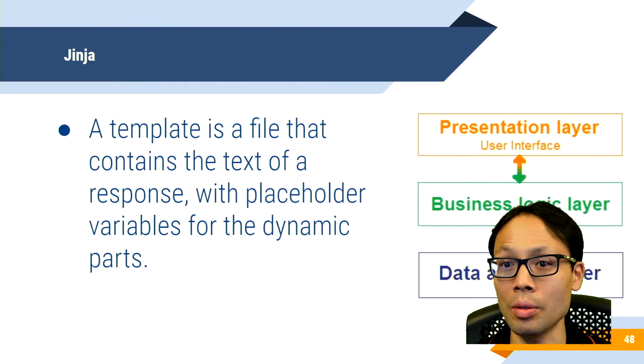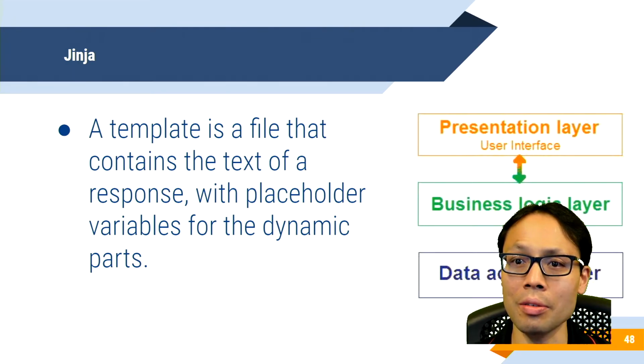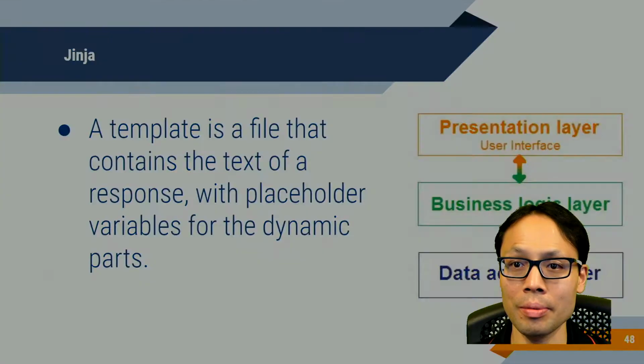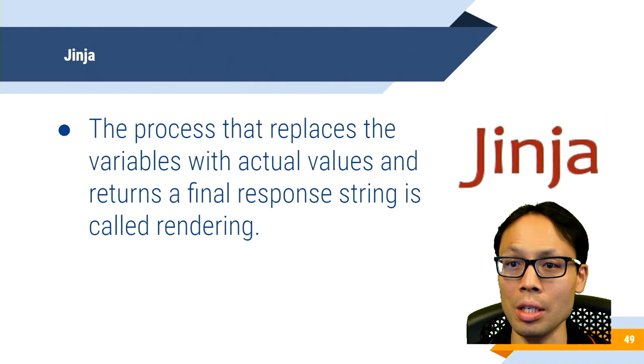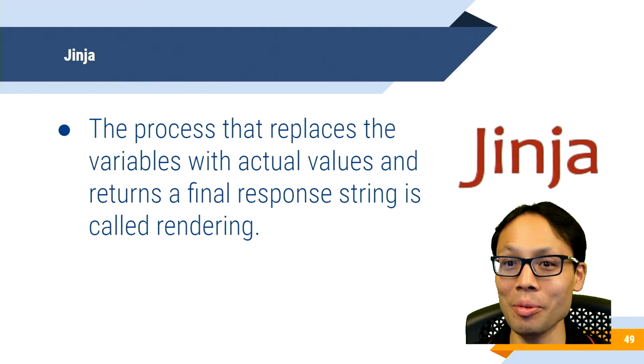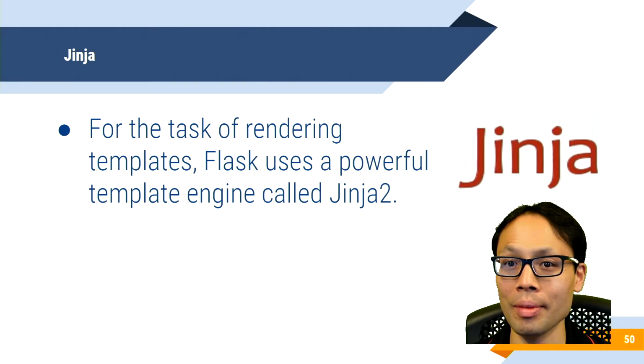So again, we've worked with templates before. A template is a file that contains the text of a response with placeholder variables for the dynamic parts. That's how we're going to use Jinja, which is built into Flask. The process that replaces the variables with actual values and returns a final response string is called rendering. And for the task of rendering templates, Flask uses an engine called Jinja2.